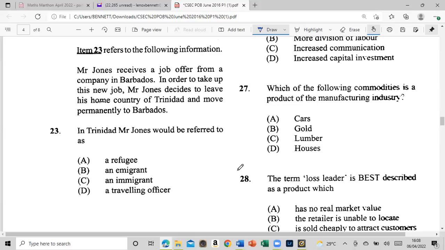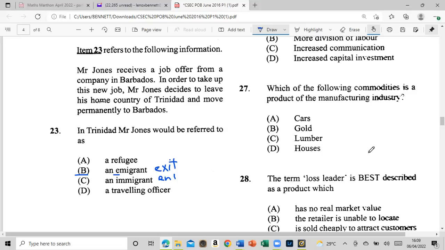So he's leaving Trinidad. This is how I remembered it in my POB exam: emigrant has an exit, immigrant has an entry. So to Trinidad, he's an emigrant, as he's exiting Trinidad. But in Barbados, he will be an immigrant as he's coming in.